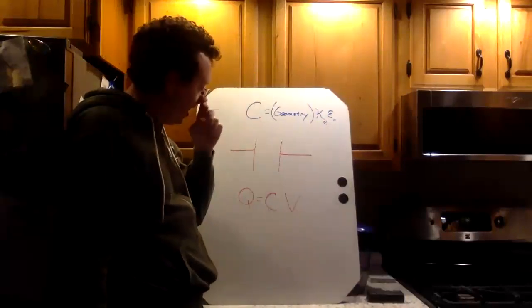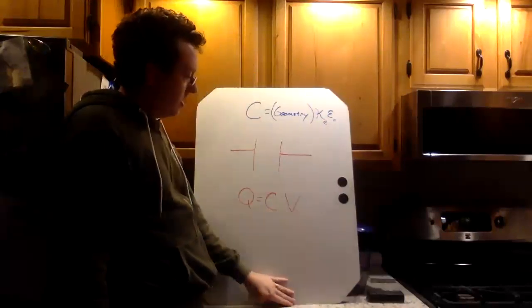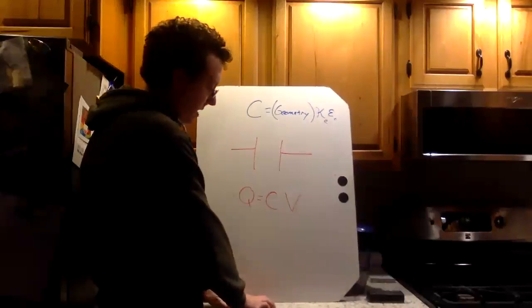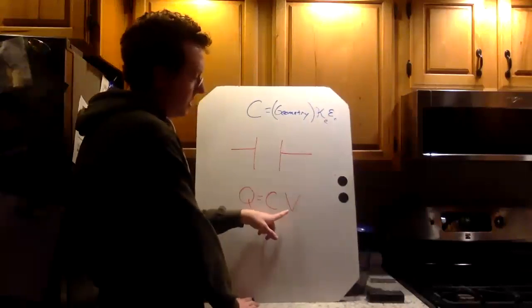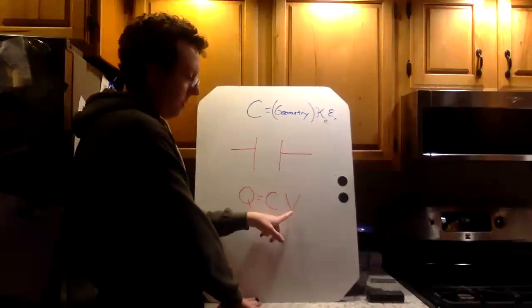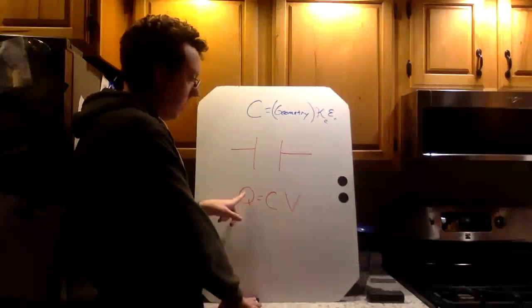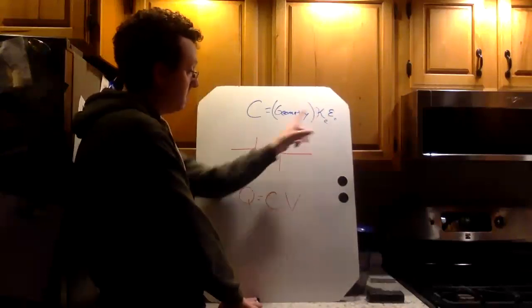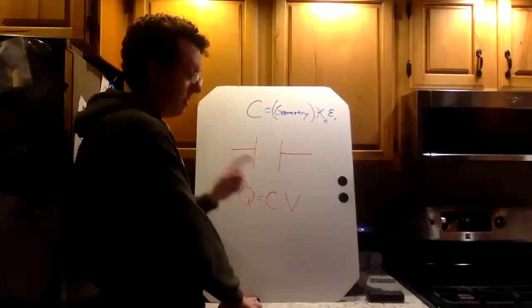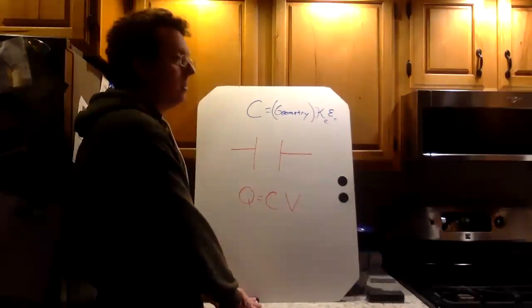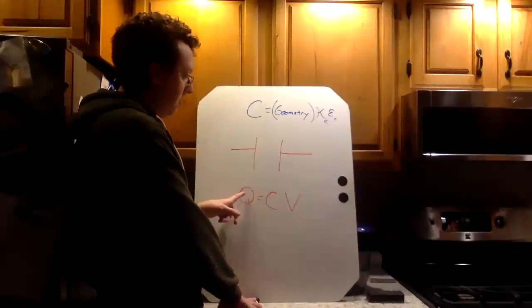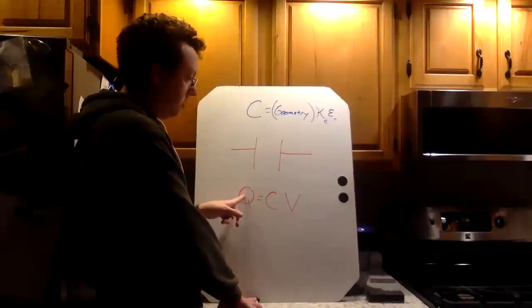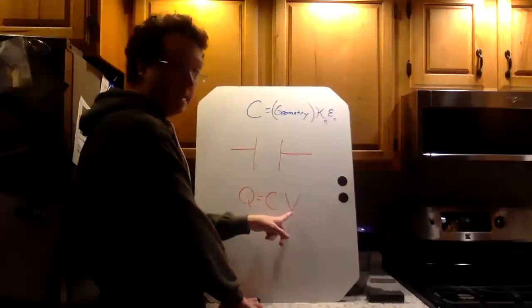So what that's saying is, there's a couple of ways to say it. Either you're saying that for a fixed voltage, you get more charge because kappa is bigger than 1, and therefore C is increased. Or you're saying that for a fixed charge, you actually get less voltage.